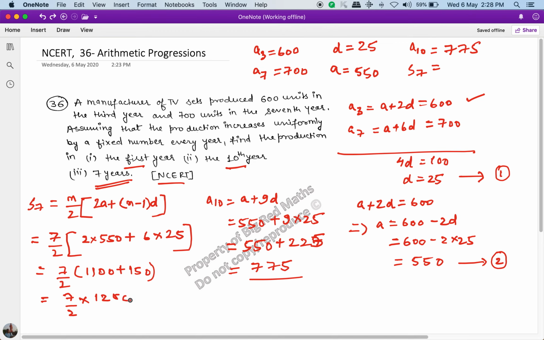This is 7 by 2 into 1250, which is equal to 7 into 625, and if I solve this, I get 4200 plus 175, which is equal to 4375. So the answer here is 4375. So we found all the values that were asked in the question.